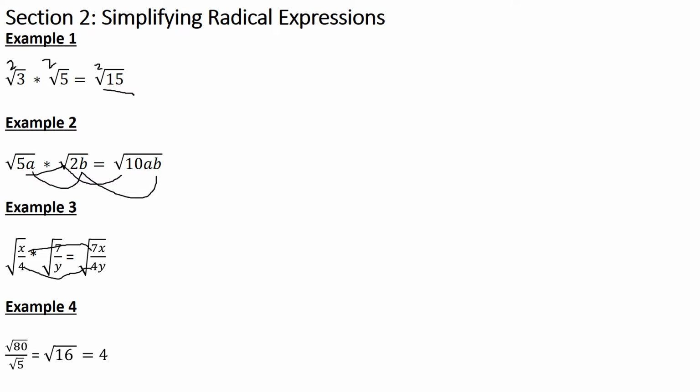Square root of 80 over square root of 5. Well, 80 over 5, it's the same base here. I know if I don't see anything, as I said, I assume it's the square root. 80 divided by 5 is 16. Square root of 16 is 4.